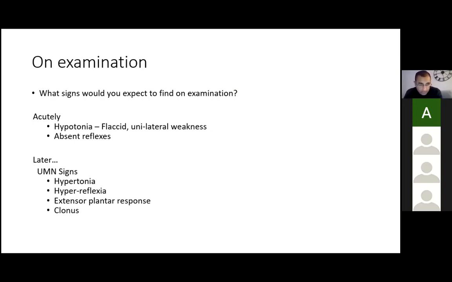Sorry, coming back. So upper motor neuron signs, yeah, later on they'll present with upper motor neuron signs, so the clonus, the extensor plantar response, hyperreflexia.